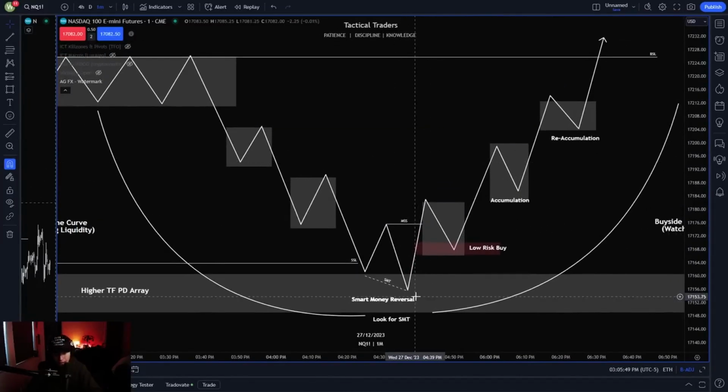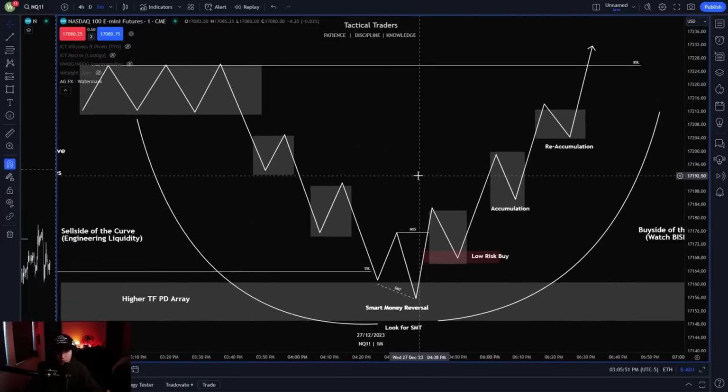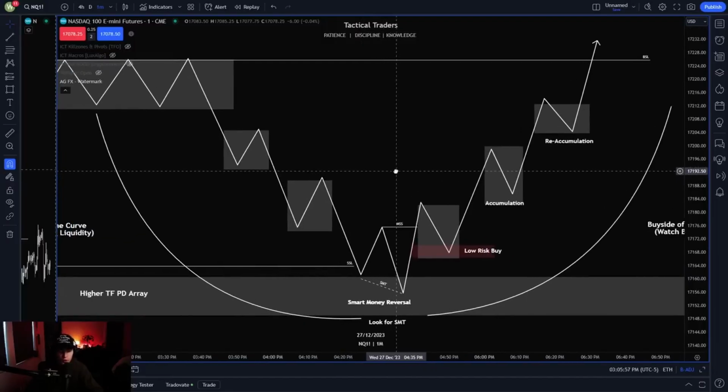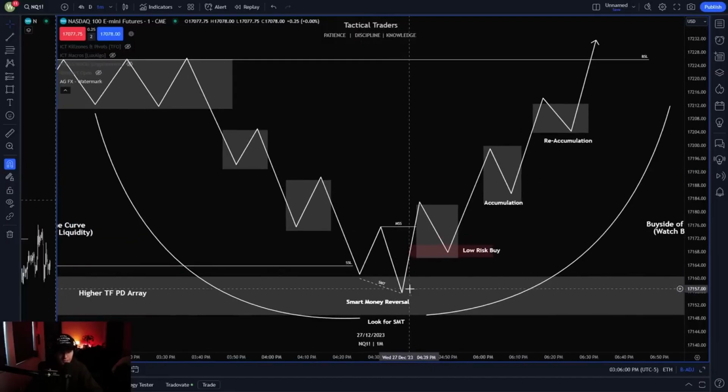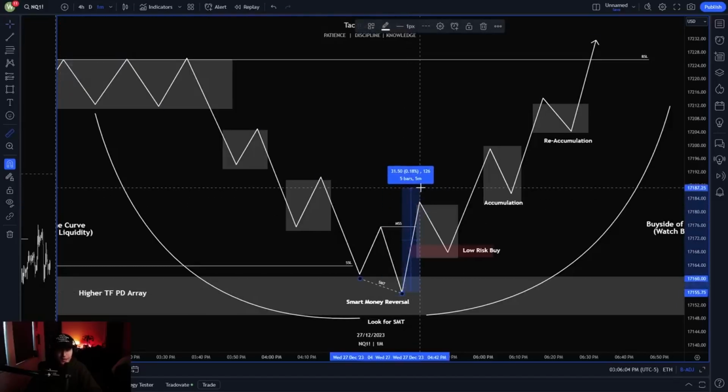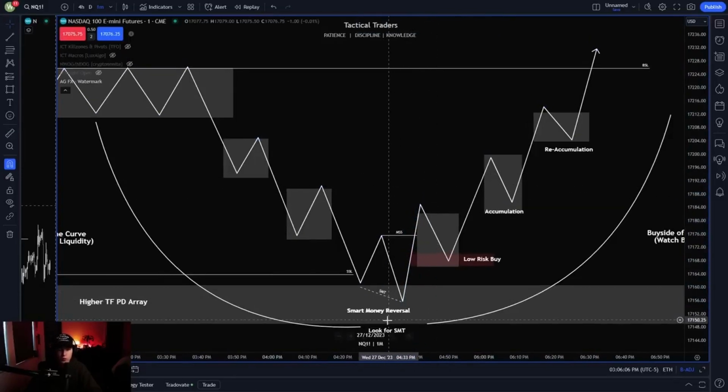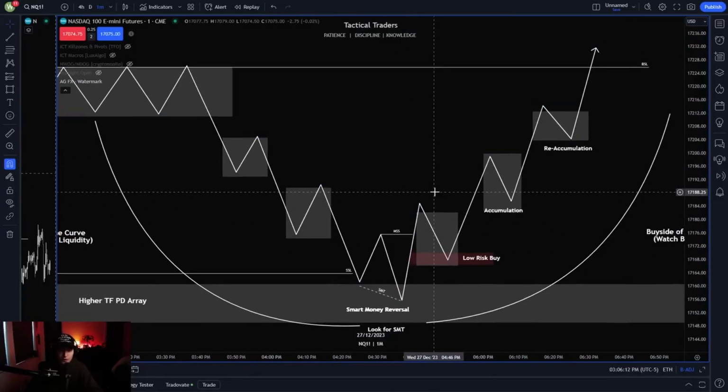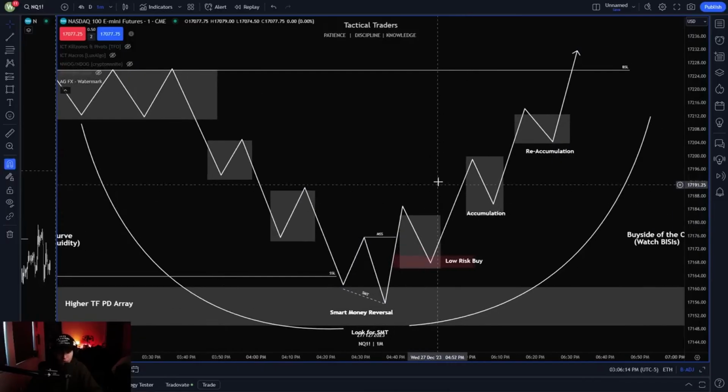So when we come down into a higher time frame fair value gap after the sell side or buy side of the curve has finished, we've taken sell side, we're bouncing off of a bigger time frame imbalance. This is where we are looking for a smart money reversal, which is an SMT at the lows, and finally getting displacement back inside of the range, right? This is where we look for displacement back up, a market structure shift, and some sort of pullback into a fair value gap. Now, at this point in time, I am looking for a fair value gap.